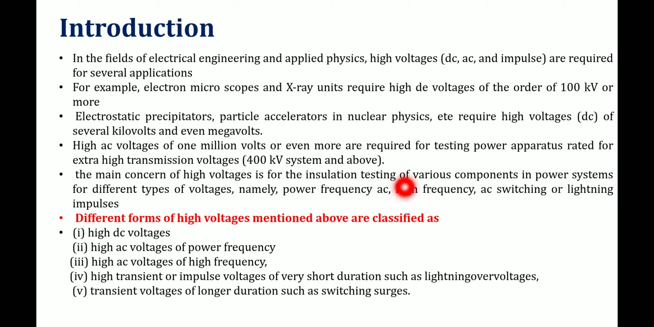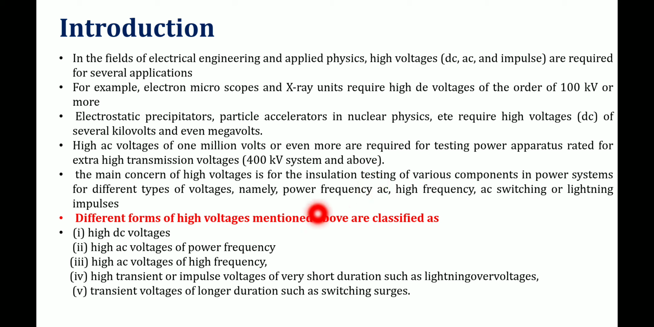The main intention behind the generation of high voltages as well as currents is to carry out insulation testing of the various components used in power systems. Various equipment like transformer testing, circuit breaker testing, surge arrester testing, various switchgear equipment. Insulation testing for those equipment is very important. That is why we generate high voltages as well as currents.